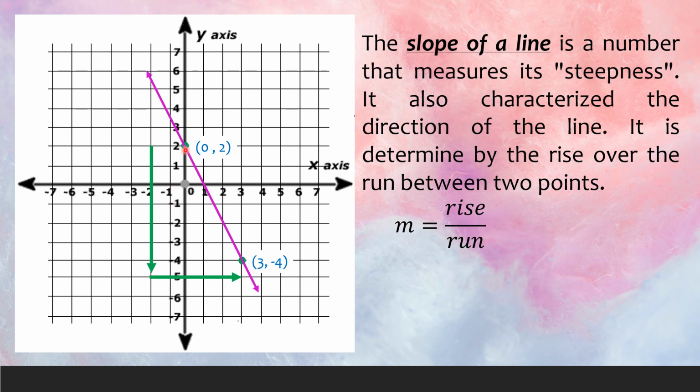So let us count the rise over run from 0, 2 hanggang 3, -4. So 1, 2, 3, 4, 5, 6. So iyon na yung ating rise. And then run 1, 2, 3. So the equation for the slope of a line is m equals -6 over 3. And then we will just divide the two numbers, so the slope of a line of this given graph is -2.